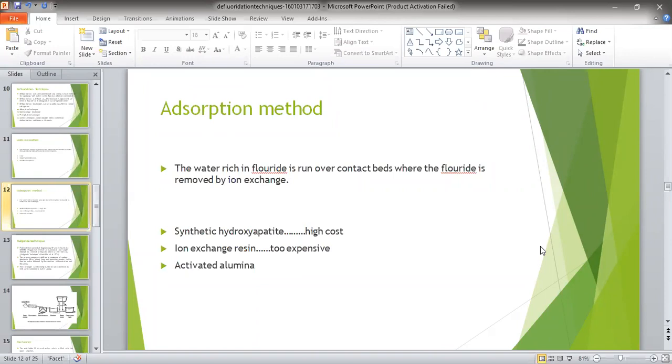This synthetic hydroxyapatite is basically very high in cost. So nowadays it cannot be used because it is very expensive. इसके अलावा हम इसमें ion exchange resin जो है वो यूज कर सकते हैं, that are again expensive. इसके अलावा activated alumina, these are basically the materials that we can use for the absorption method.